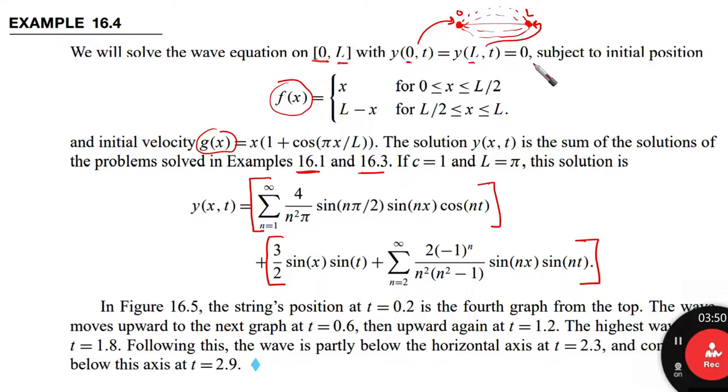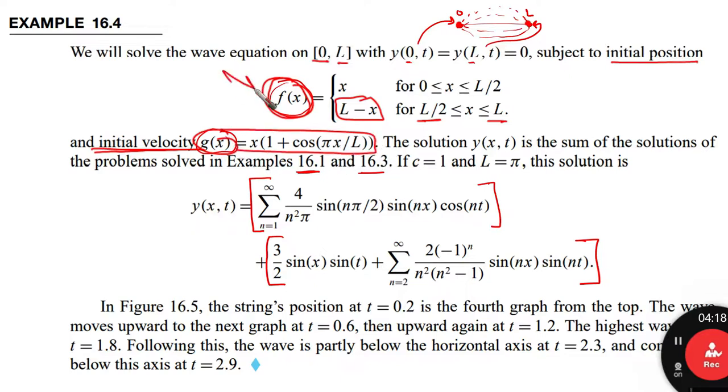And we are going to say that it is subjected to initial position with a function f of x equal to x for x between 0 and L over 2, or L minus x for x between L over 2 and L. At the same time, it is subjected to initial velocity g of x, where g of x equals x times 1 plus cosine pi x over L. So we have initial displacement and we have initial velocity.